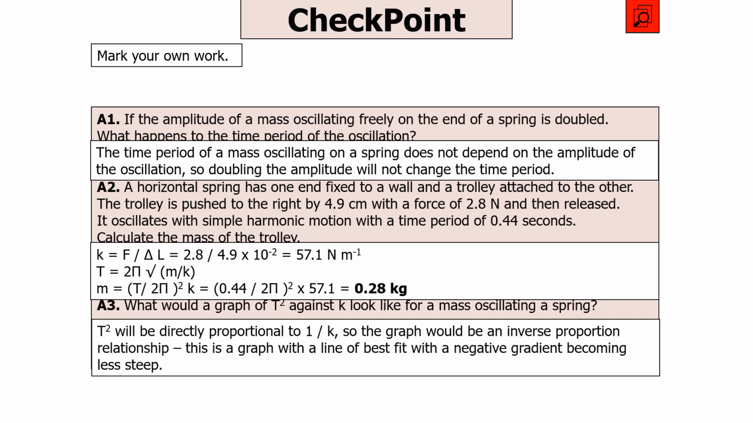Now, how would this graph look? Well, we know T squared is directly proportional to 1 over k because 2 pi and m will be constant in that particular equation. So the graph will be an inversely proportional relationship, and there'll be a line of best fit with a negative gradient becoming less steep, because that's what an inverse proportion graph looks like.